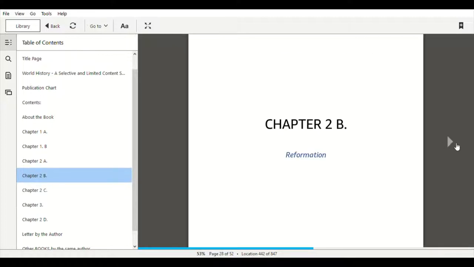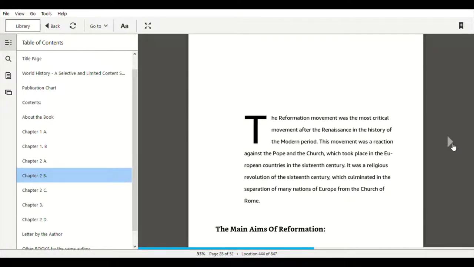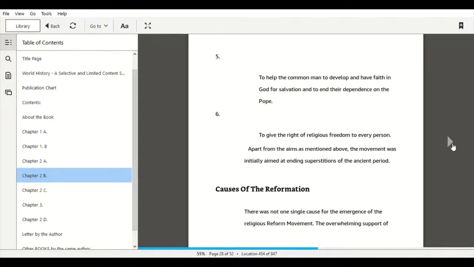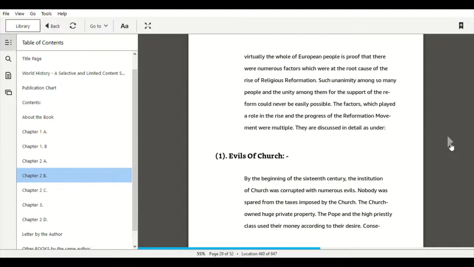Then comes Reformation. Similarly, Reformation is explained, with the main aims of Reformation. I have intentionally dealt with this in a form so that you can easily write a short answer, as a short answer on the aims of Reformation has been asked again and again in the question papers. Then the causes of Reformation are discussed, like the evils of the church.